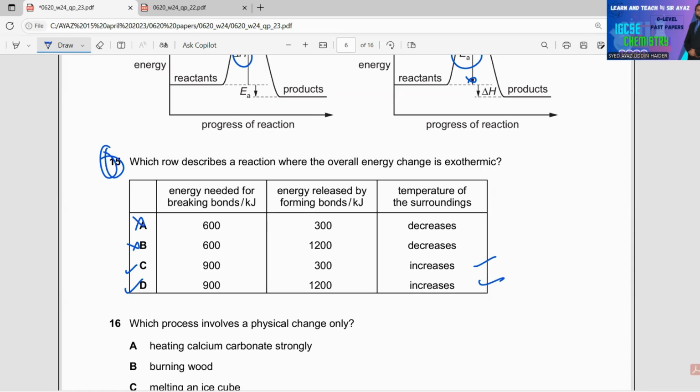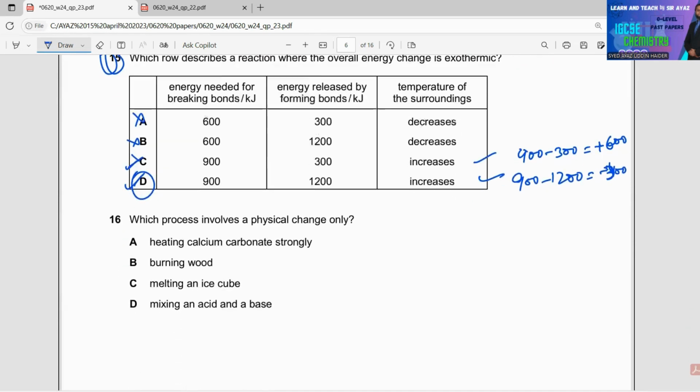Energy needed for breaking bonds is 900. Energy released by forming bonds 300. Subtract this from this. So 900 minus 300, we get the answer in plus 600. This is incorrect. D must be the right one. 900 minus 1200, it gives minus 300. So this must be the right answer.